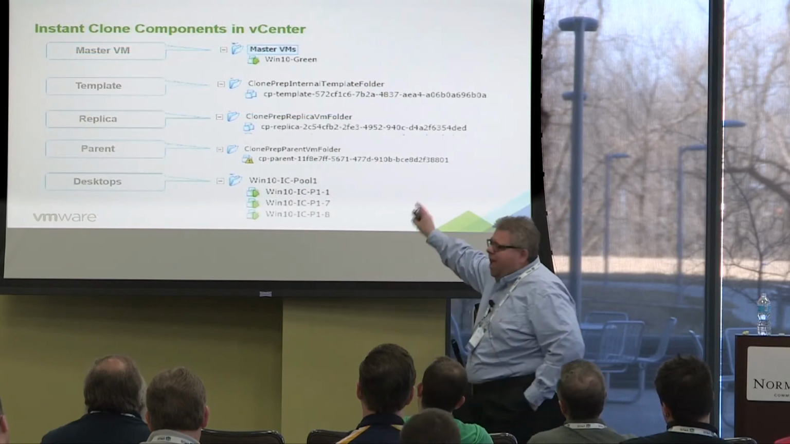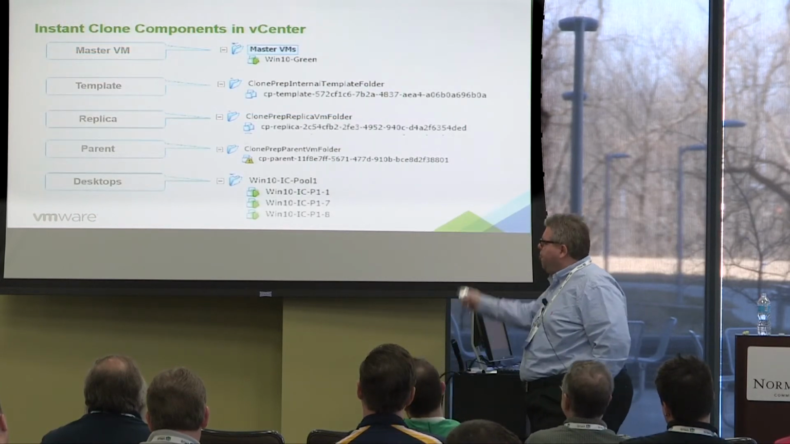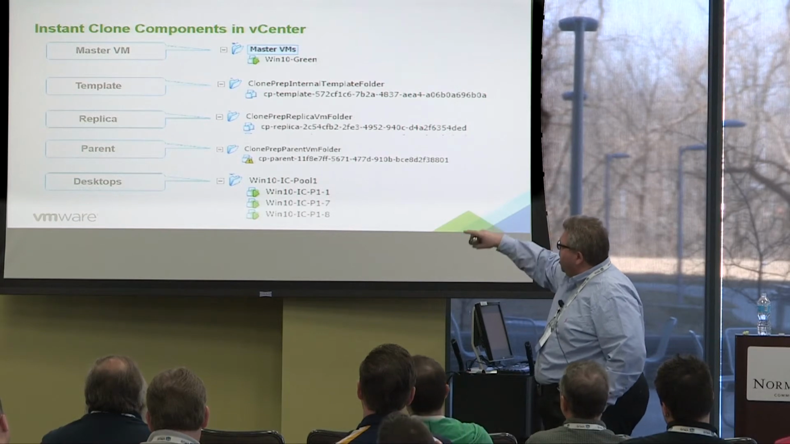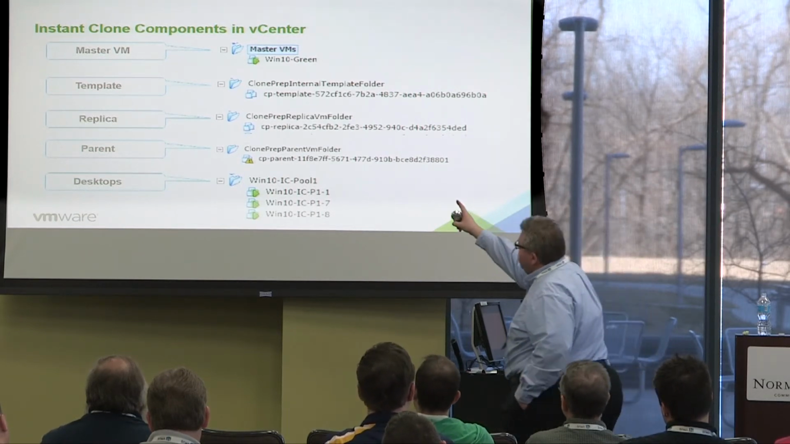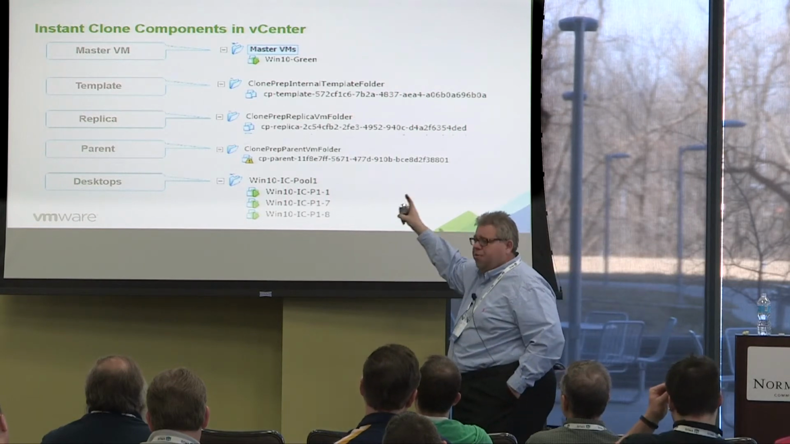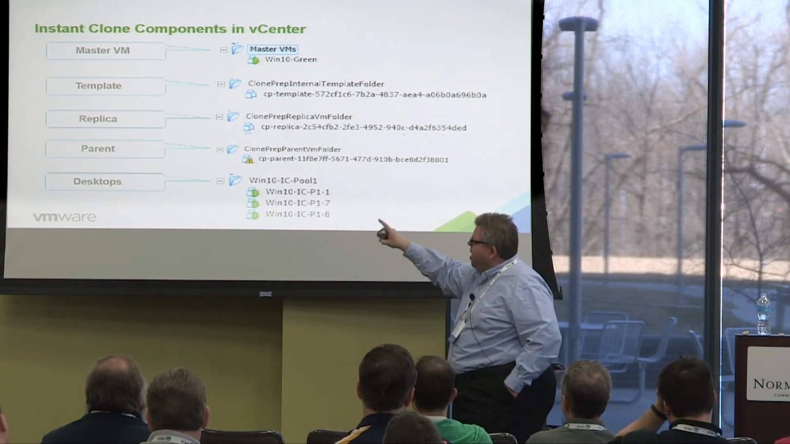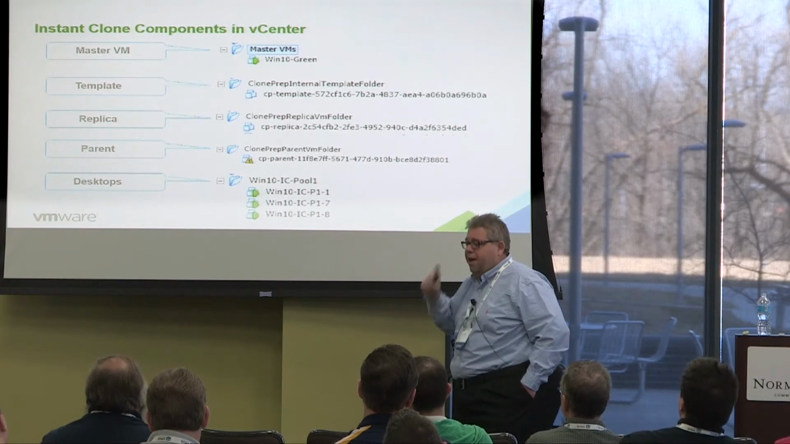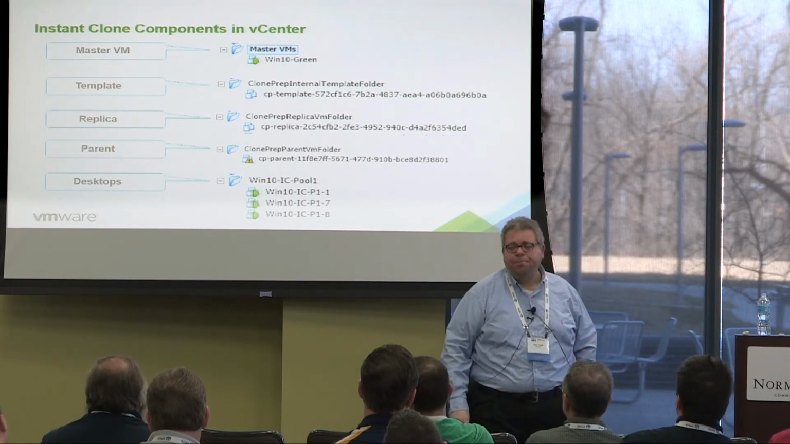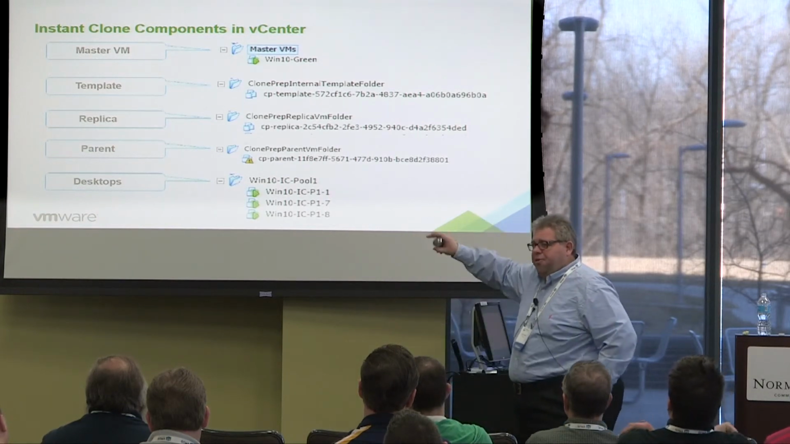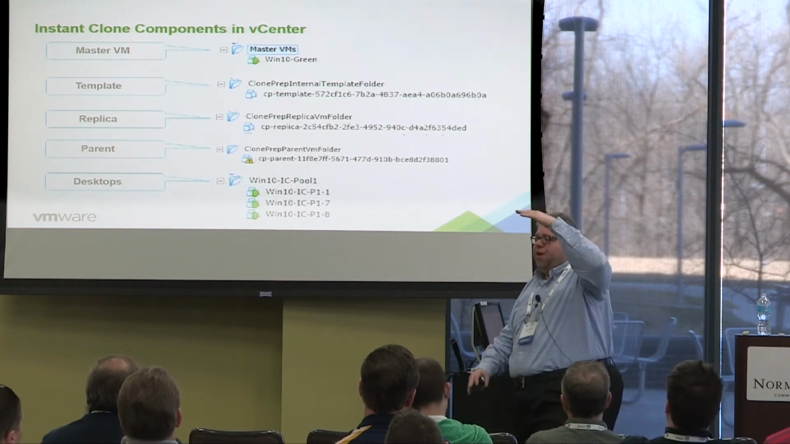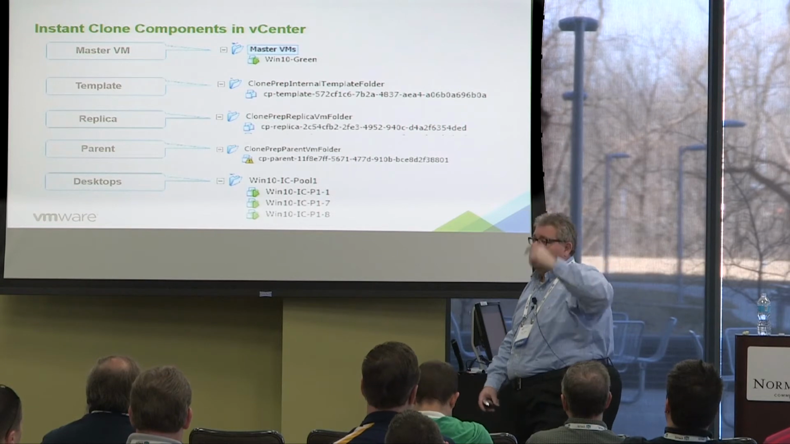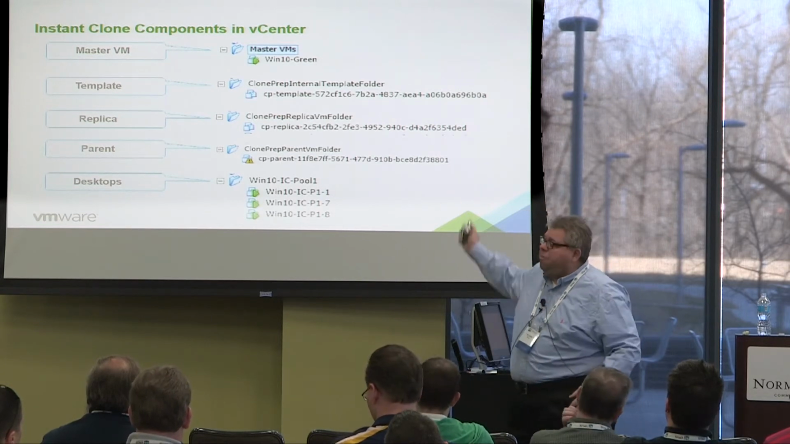So this is kind of what it looks like in vCenter. I said I'd show it to you in vCenter. I've got my master VM, which I can stick in whatever folder I want. The template is going to go in a template folder. The replica is going to go in a replica folder. The parent goes in a parent folder, and then my VMs are going to go in whatever folder I want to put them in. This looks nice and clean because it represents one image for one pool. When you've got 20 pools and 5 different images, you're going to get a long list of each one of these, right? But they will be in these folders.